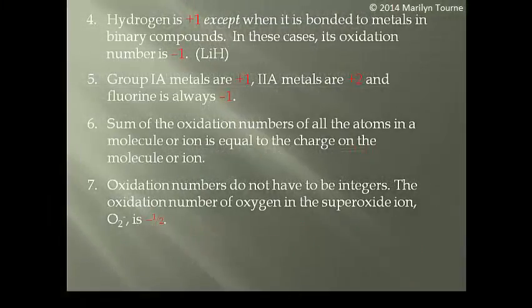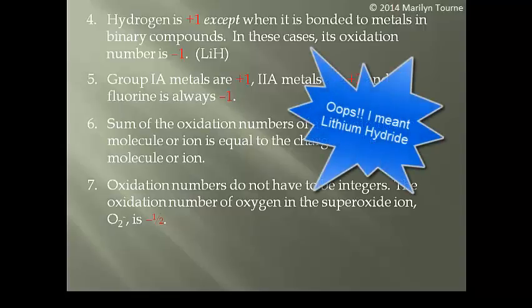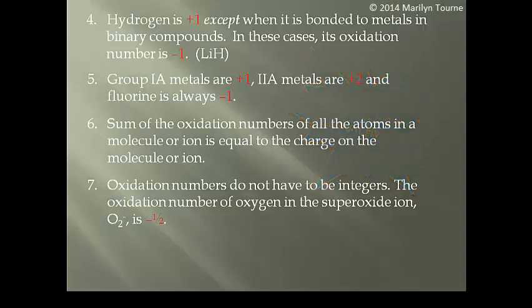Rule number 4 states that the charge on hydrogen will usually be +1. We know that. Only exception is when hydrogen is bonded to a metal in a binary compound. So what does that mean? When hydrogen is bonded to just one metal. Binary compound means just two things. So for example, lithium hydride, the charge on the hydrogen, if I was to ask you what's the charge on that hydrogen, it would be -1 because the metal takes the positive charge.